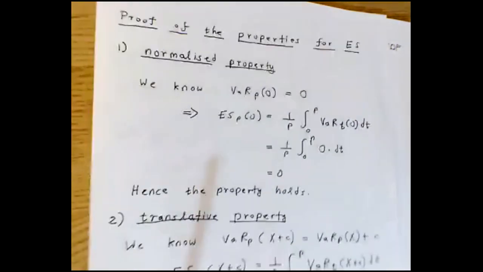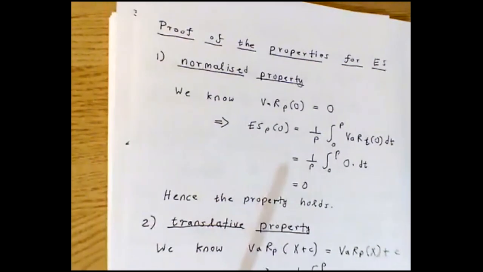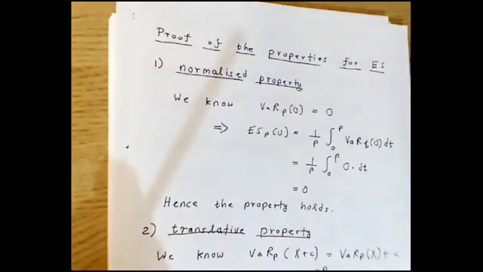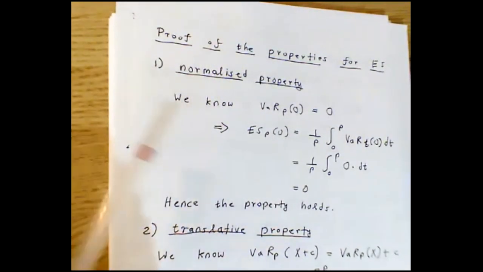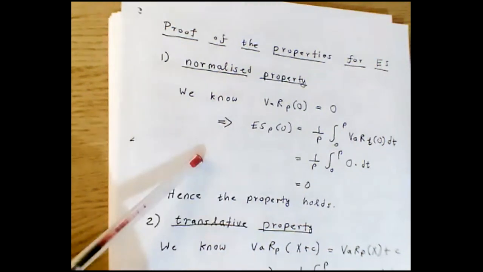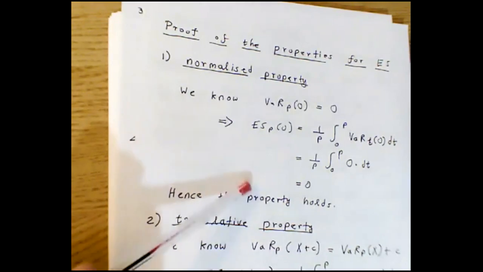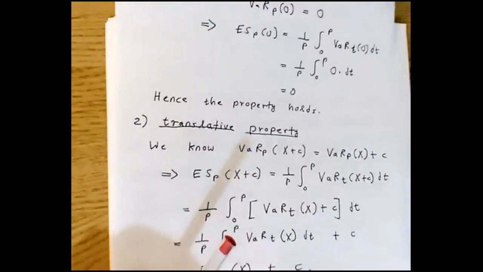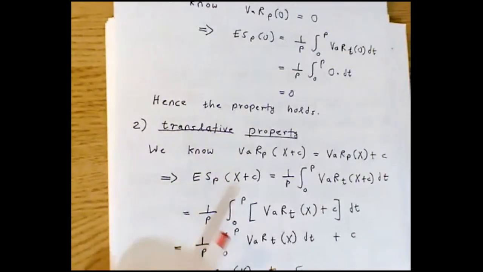And these are the proofs for ES. Remember that the expected shortfall is a coherent risk measure. In other words, it satisfies all five properties. So it satisfies the normalized property, and this is the proof for it. And it satisfies the translative property, and this is the proof for it.